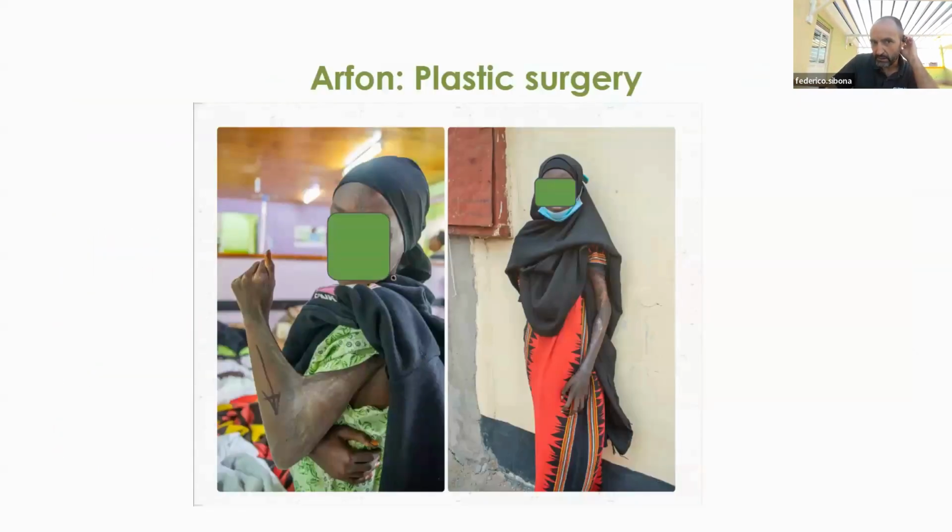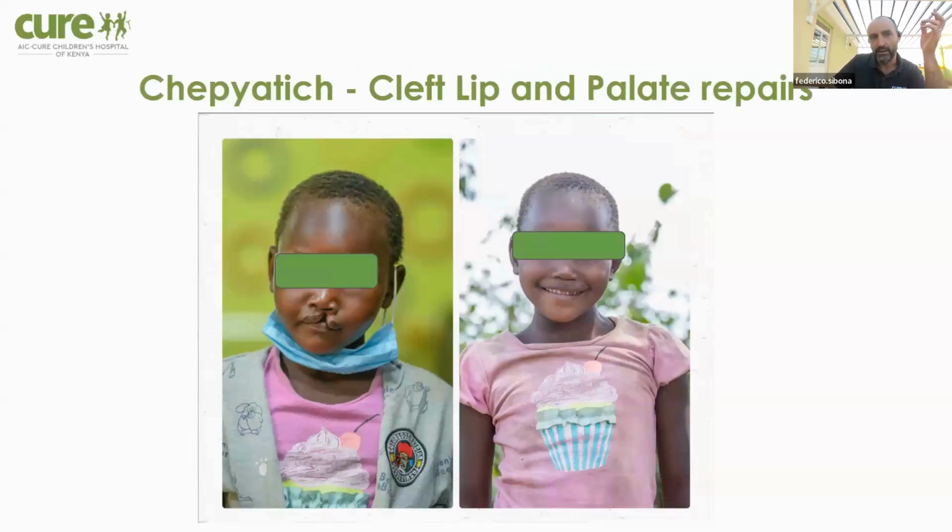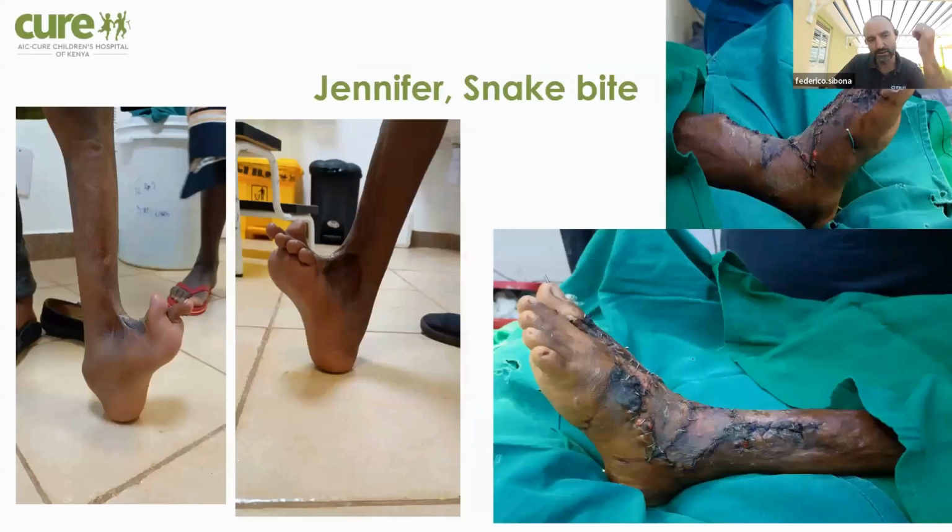Some of us do plastic surgeries. We have a plastic surgeon part-time, and we treat all sorts of conditions like bow legs, knock knees, cleft lip repair, and snake bites, like in this case, for this child who was walking on a heel.